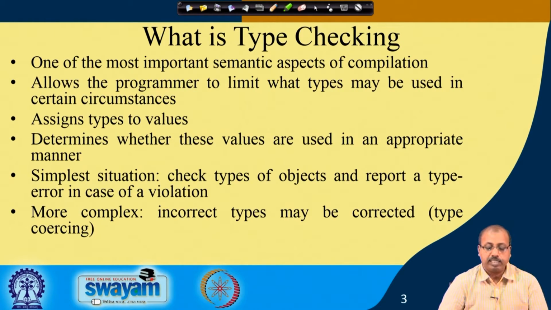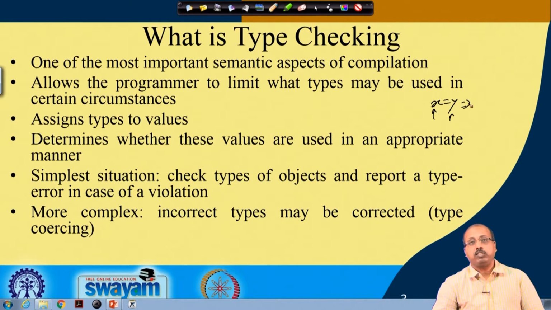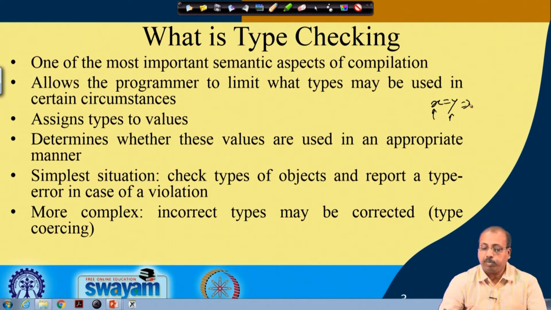The simplest situation is to check the types of objects and report a type error in case of a violation. You check the types of individual identifiers as they occur, and if you find a problem, for example if you write x equal to y and the types of x and y are not the same, then this is a type mismatch. A strongly typed language will not allow this type mismatch, so that is an error. The compiler should flag an error that there is a type mismatch at such and such line.